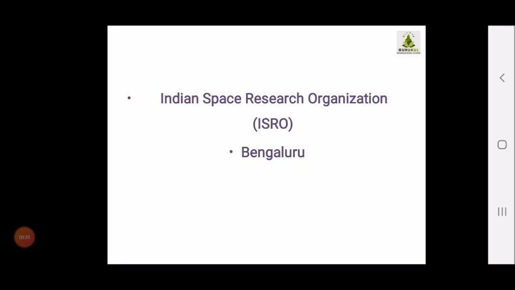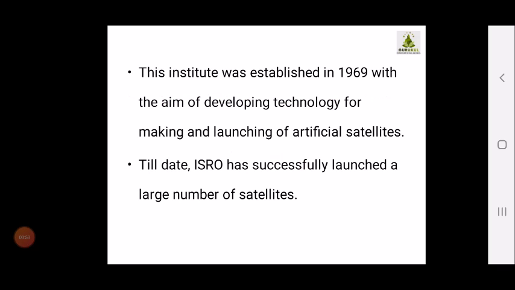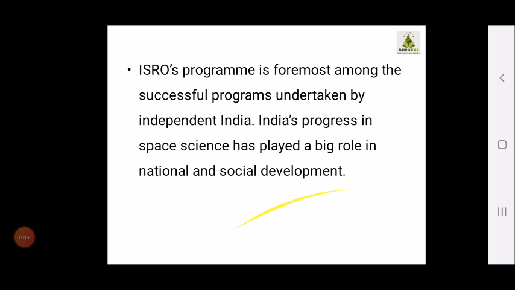So children, you should be proud to know that ISRO is one of the leading Indian organizations which has made tremendous discoveries in the field of space. The full form of ISRO is Indian Space Research Organization, and its headquarters is in Bengaluru. This institute was established in the year 1969 with the aim of developing technology for making and launching artificial satellites. Till date, ISRO has successfully launched a large number of satellites.